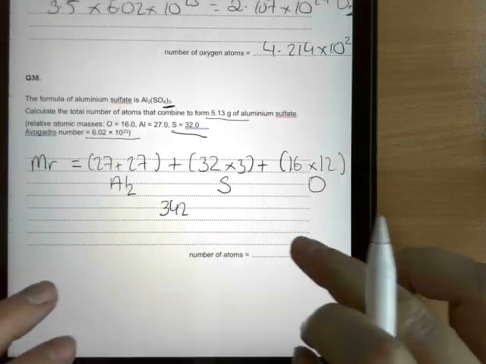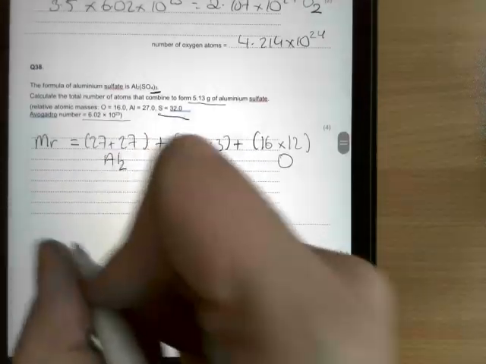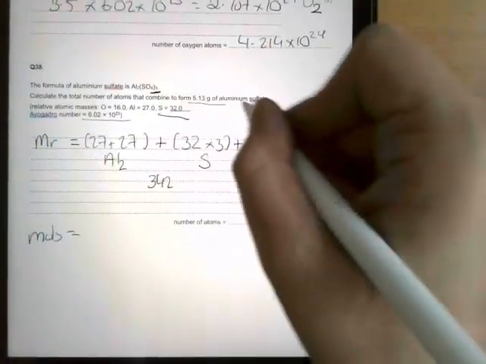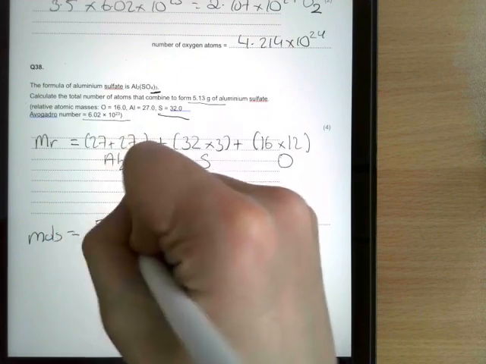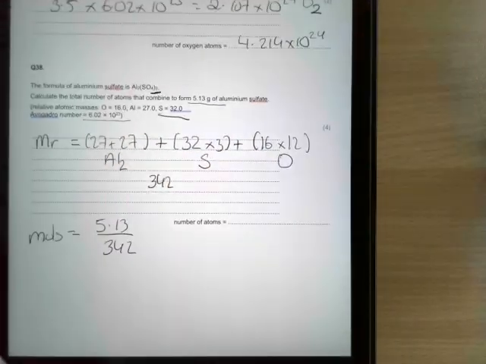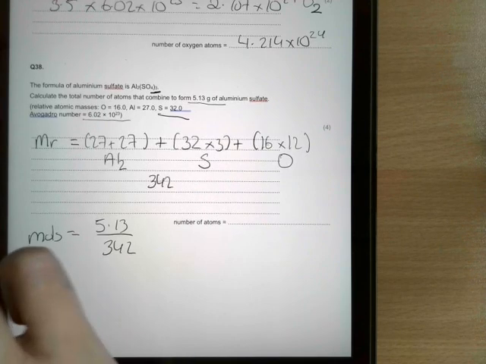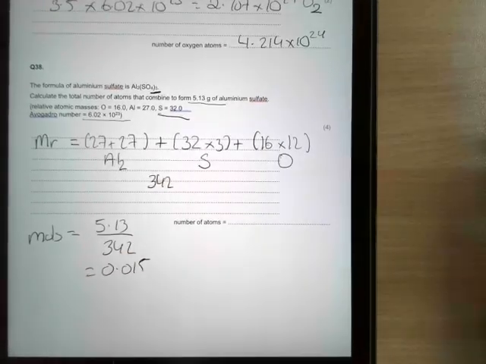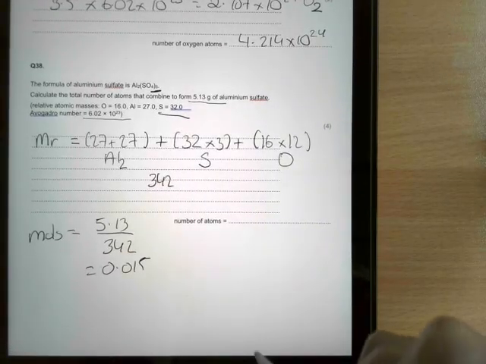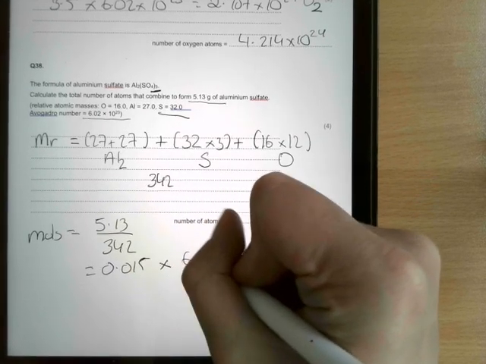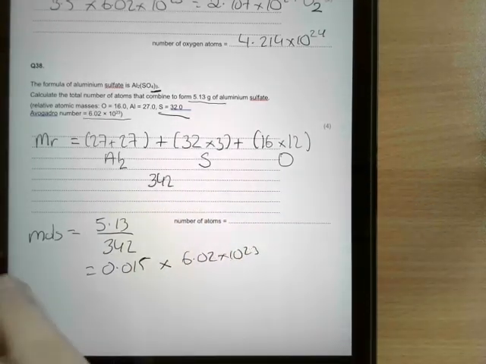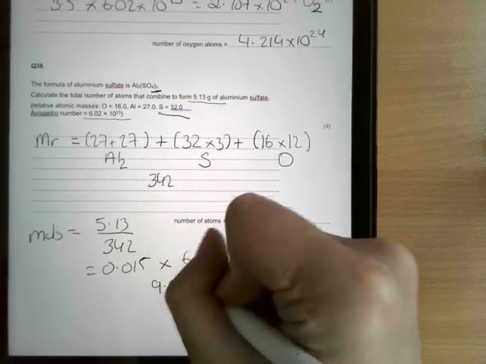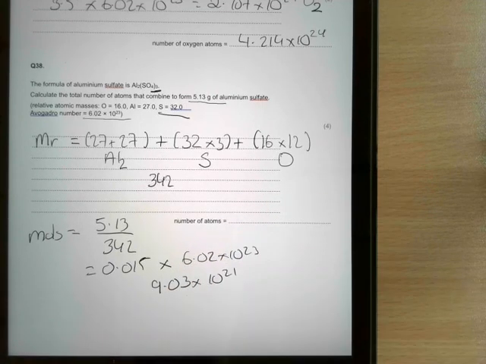All right, so you get 1 mark for working out your Mr. Now that I know Mr, I can use G Mr moles. Moles is going to equal the G, which they're given in the question, is 5.13, divided by the Mr is 342. 5.13 divided by 342, and that equals 0.015. So now I know how many moles I've got, and once I know how many moles I've got, I'm going to be timesing it by Avogadro's constant, by that number. So you're always timesing it by the number that you're given in the question, and you end up with the answer 9.03 by 10 to the 21.